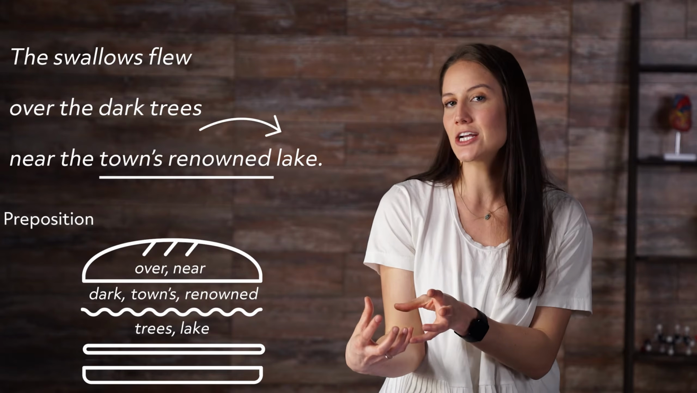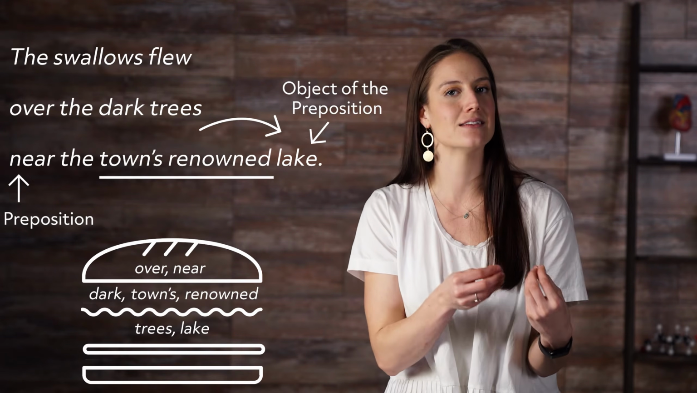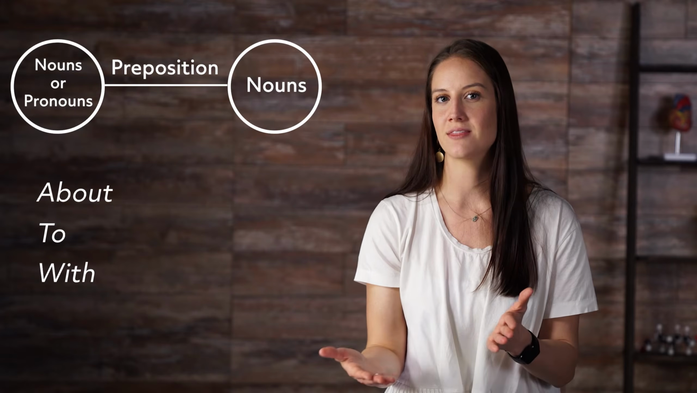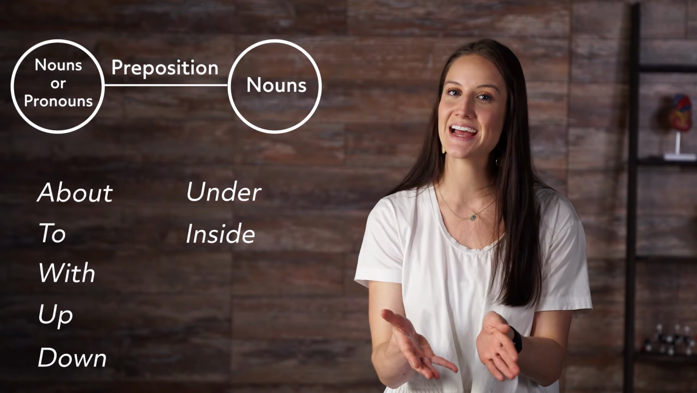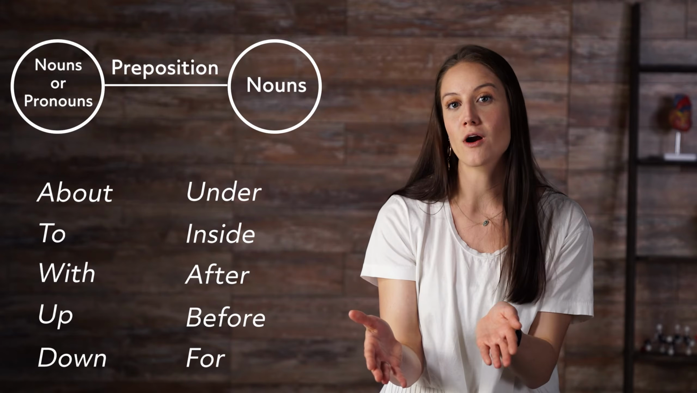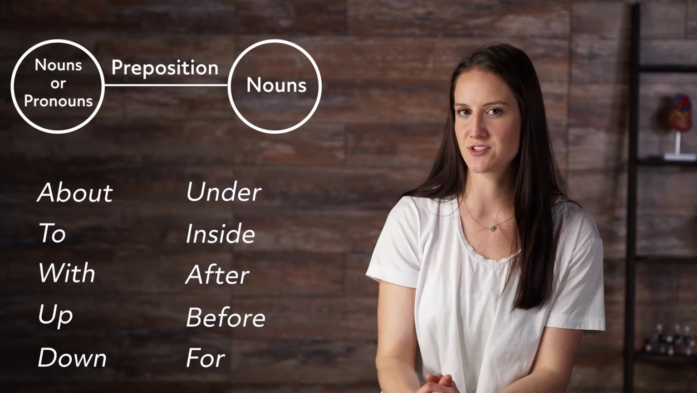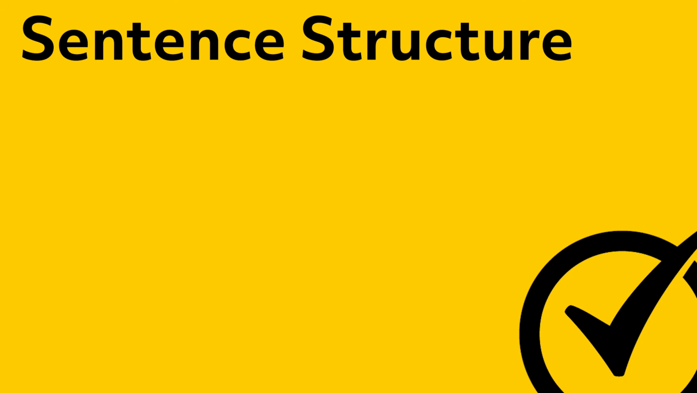They are modifying the object of the preposition, lake. In the second phrase, near is still the preposition and lake is still the object of the preposition. So let's recap. A preposition is a word that answers the question when or where something happened in a sentence. It connects nouns or pronouns to other nouns in the sentence. About, to, with, up, down, under, inside, after, before, and for are a few examples of common prepositions. The object of the preposition is the noun that the preposition is talking about, and together with the preposition, those objects make prepositional phrases.